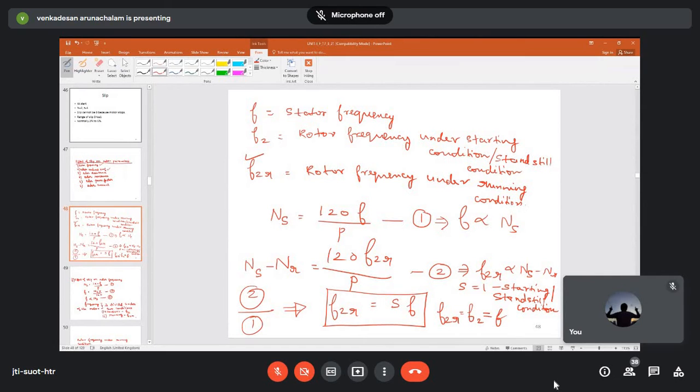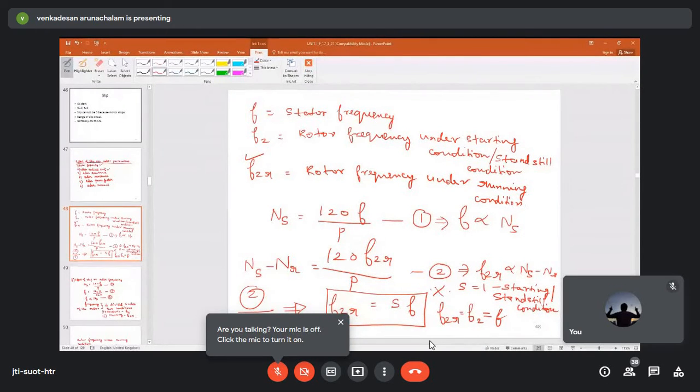So whatever the voltage with the frequency you are giving as the input to the stator, during the starting time, the induced EMF or the current has the same frequency as that of the stator. Right? This is very, very important. So during starting condition, the frequency of the rotor is the same as the stator frequency. During the running condition, the frequency of the rotor is getting affected by slip. Right? This is very, very important.